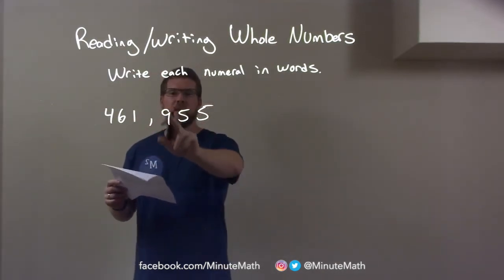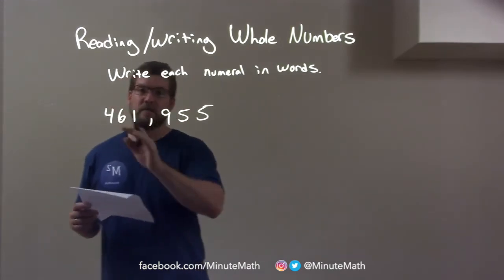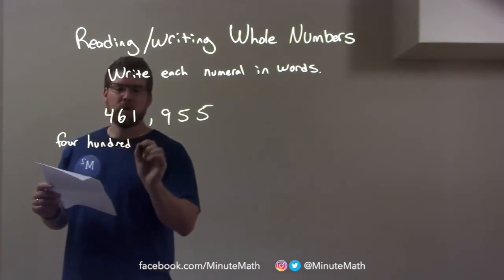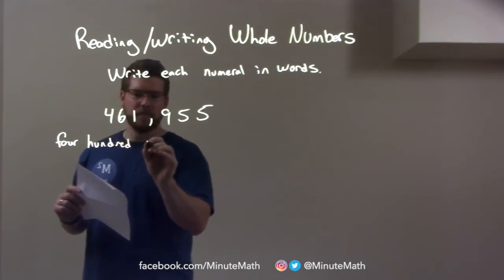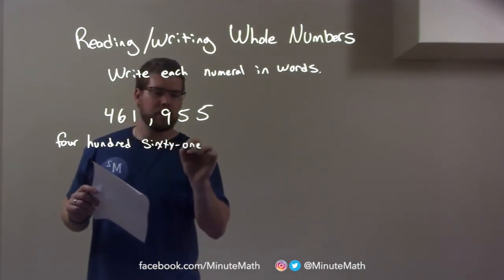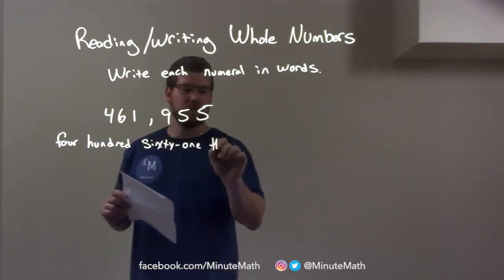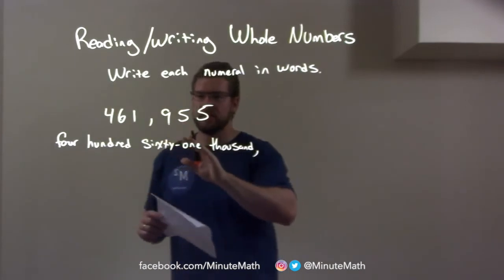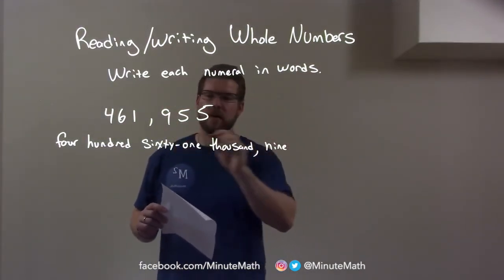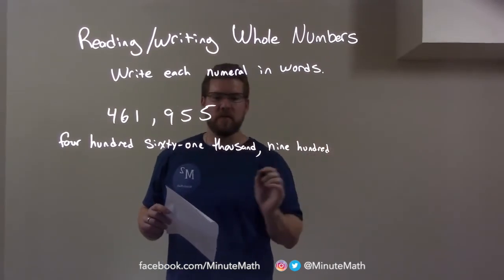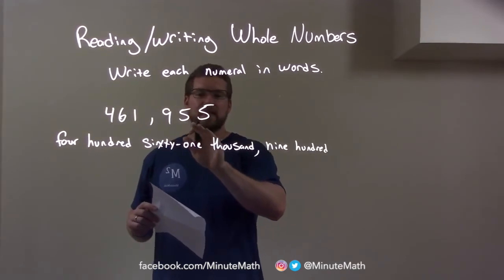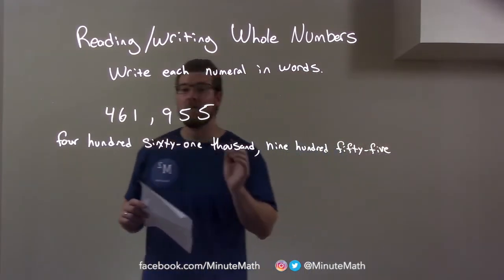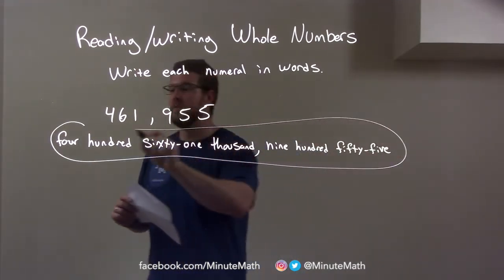461,955. Okay? Well, let's start with the 461 and 4 specifically. All right? So we have, well, 4. And that's 400, but then we have 61, right? So 461, so 61, okay, 61, and this is in the thousand section, so 61,000, okay? So we have 461,000 right here. Now we have to move on over to the next section, okay? We have a 9, so we have 9, but it's 900. So 900, then what we see next is 55, right? 55. And there we have our answer. 461,955.